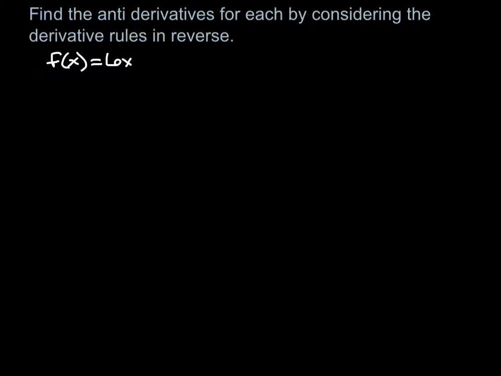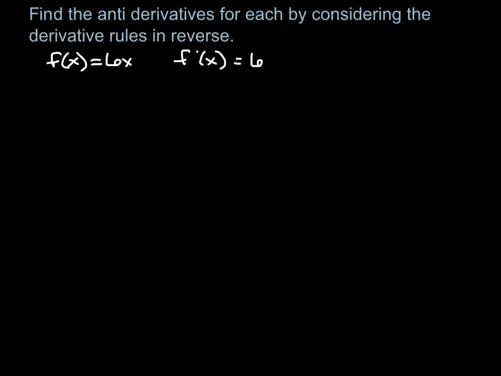Here I give you a function f of x, and I want to find the antiderivative by thinking about the derivatives in reverse. So if I were to take the derivative of f of x and find f prime, I would take the exponent, which is 1, multiply it to the front, and then subtract 1 from the exponent. So we got 6 times x to the 0 power, which is just 1.